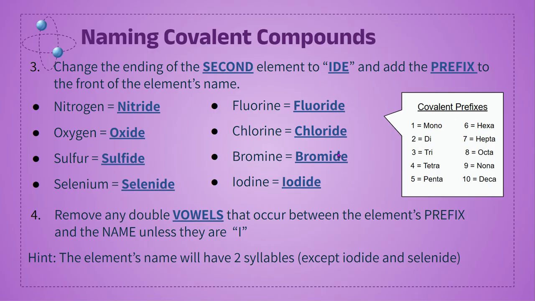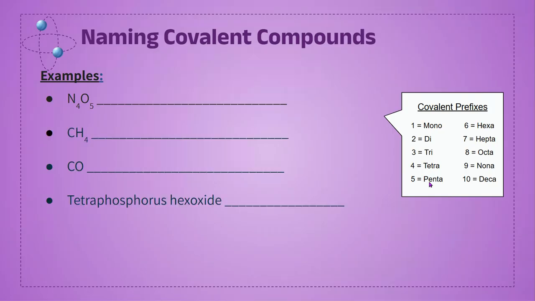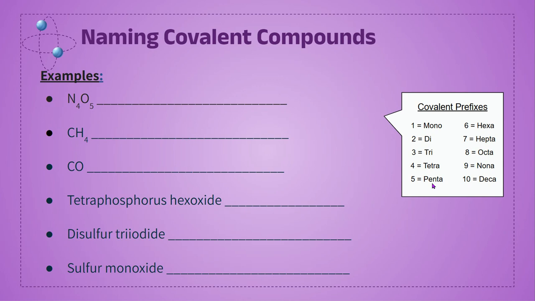All right, so let's look at some examples. We've got N4O5. This is going to be nitrogen oxide, but we need prefixes, so it's going to be 4 nitrogen. The prefix for 4 is tetra. The prefix for 5 is penta. So this is going to be tetranitrogen pentoxide. Notice we don't do pentaoxide, we just do pentoxide.